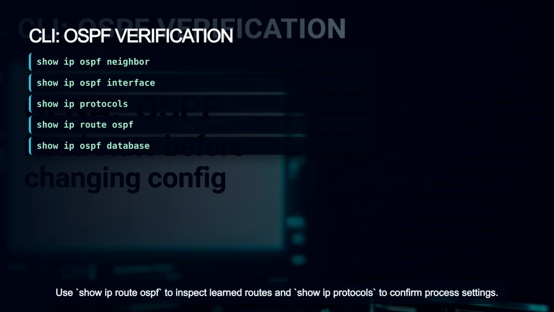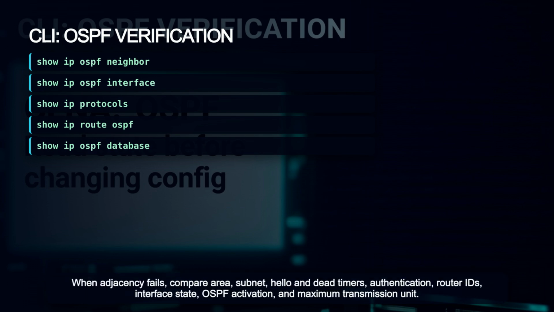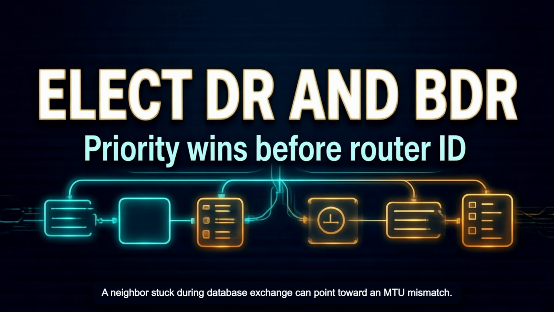Use show ip route ospf to inspect learned routes and show ip protocols to confirm process settings. When adjacency fails, compare area, subnet, hello and dead timers, authentication, router IDs, interface state, OSPF activation, and maximum transmission unit. A neighbor stuck during database exchange can point toward an MTU mismatch.